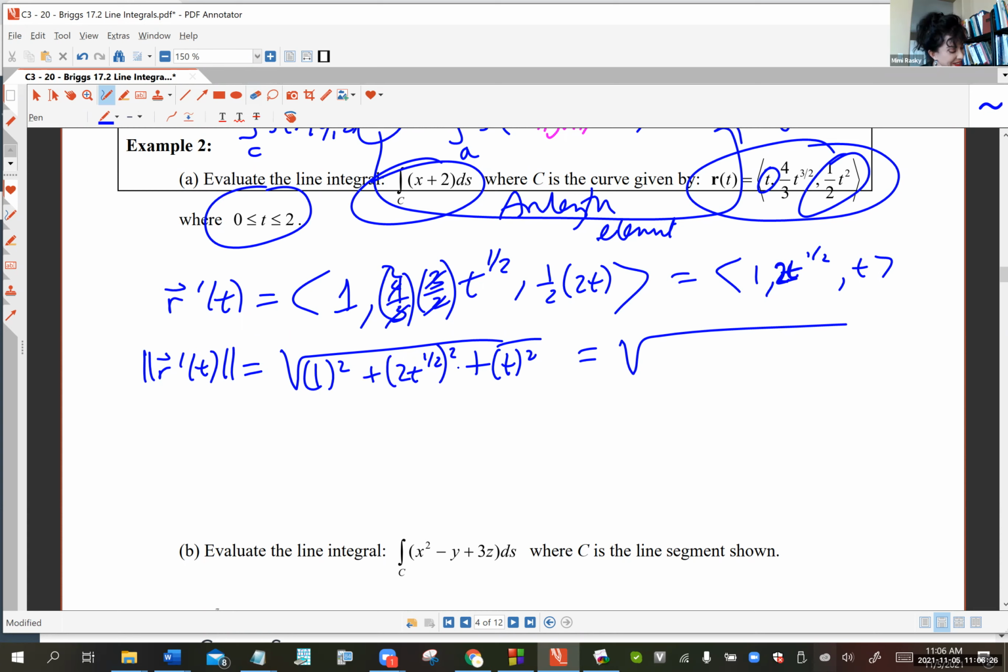And then let's see here. Once I square everything, I get 1 plus 4t plus t squared. Okay, so let's just save that for the moment.